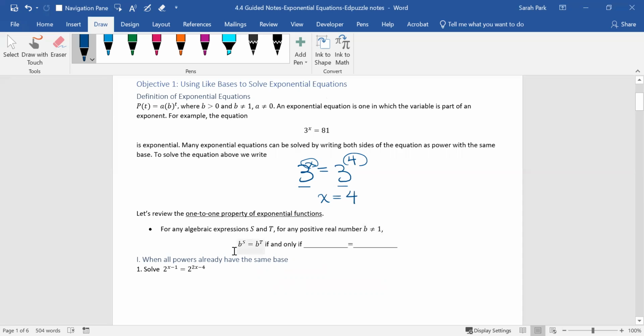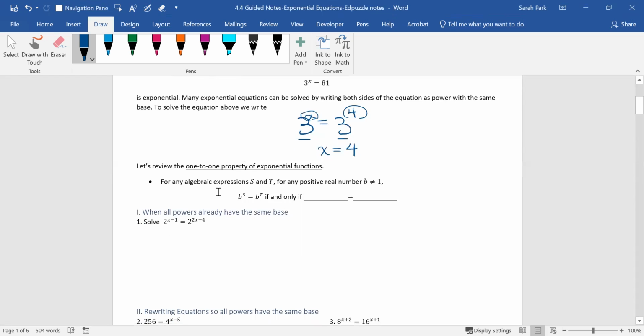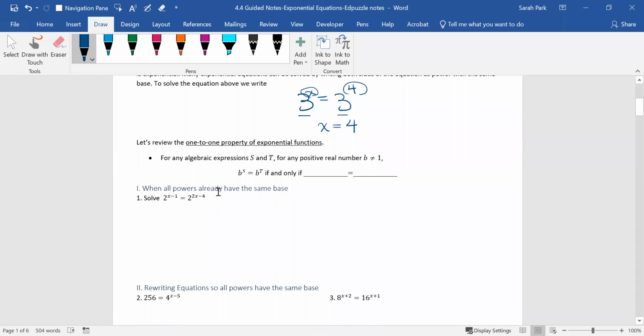So let's look at the one-to-one property of exponential functions, which we had applied here. If you have the same base, you can set the exponents equal to one another. So for any algebraic expressions s and t, if you have some base to the s power and it equals the same base to the t power, you can always conclude that s is equal to t.